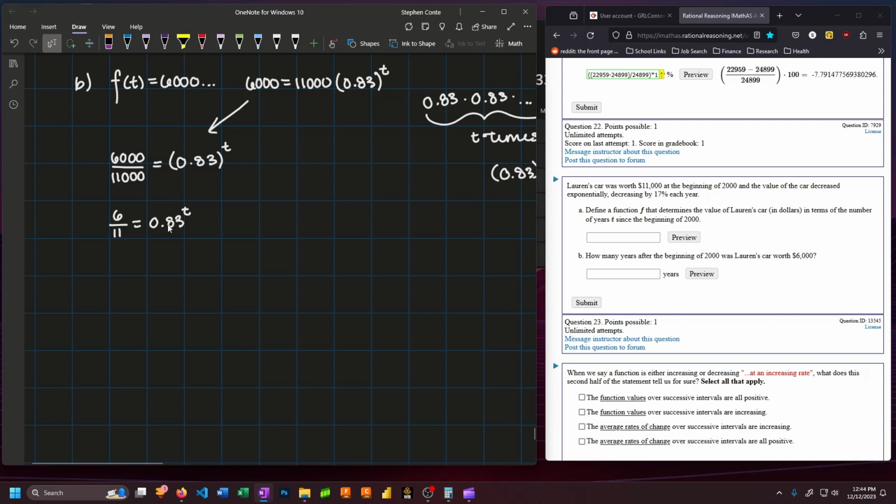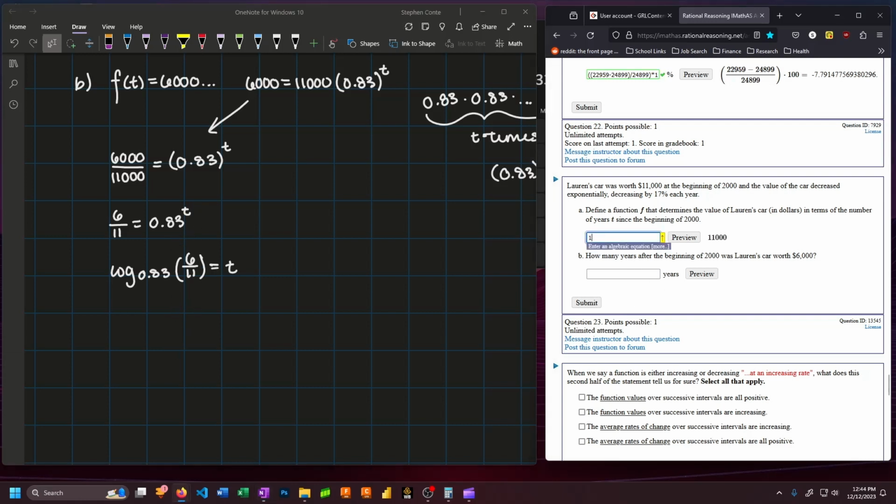And then to solve for t, all I need to do is take a logarithm, right? So if we use base, answer, exponent, in this case our base is going to be 0.83. Our exponent, quote unquote, is going to be 6 over 11. And then this is going to be equal to t. So we're looking for whatever value of t is going to give us 6 over 11. And we can find out what that is.